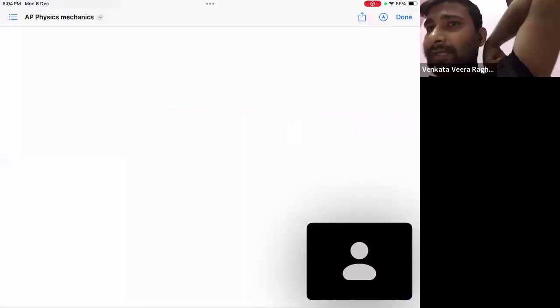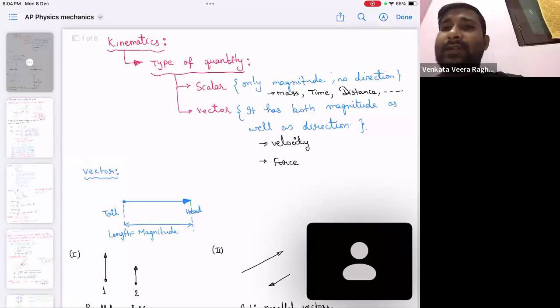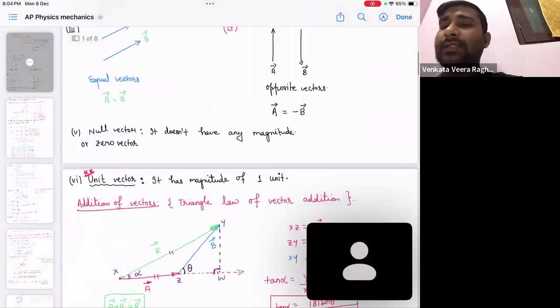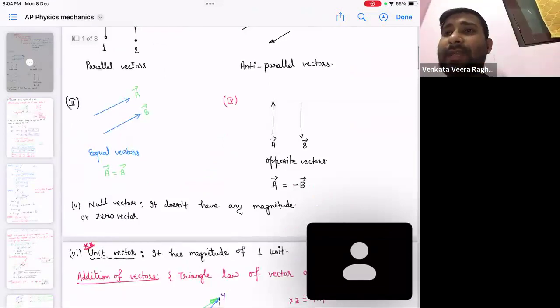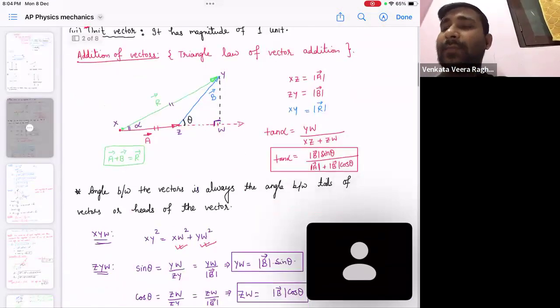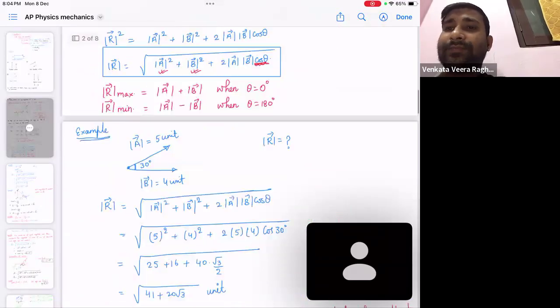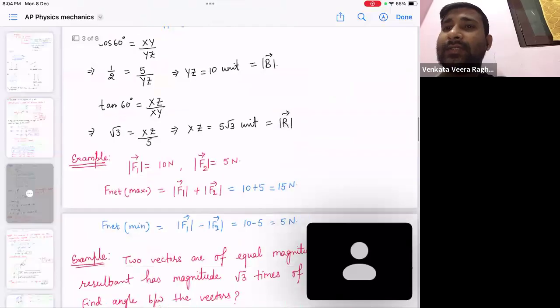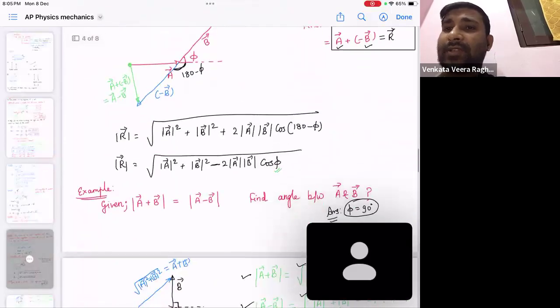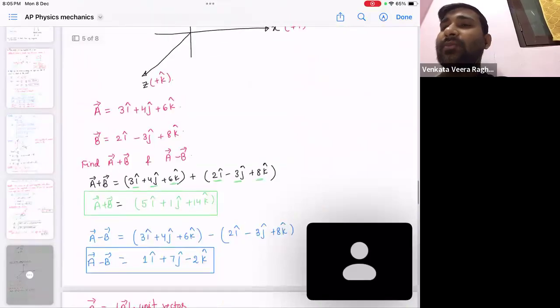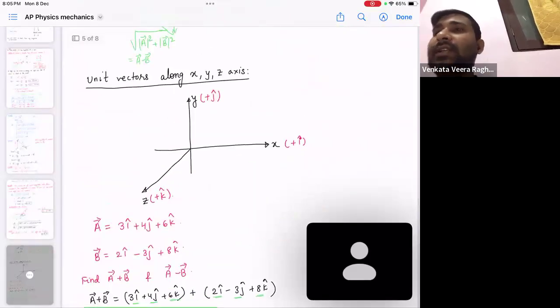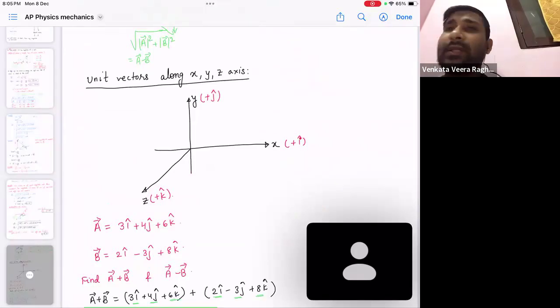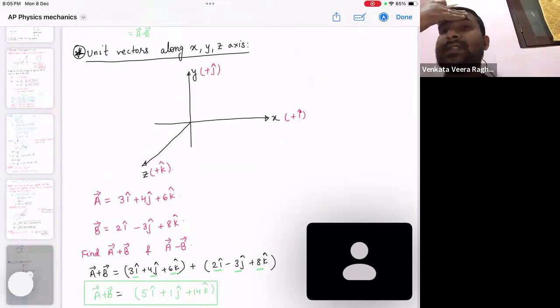In the mechanics part, we divided quantities into scalar and vector. Next, we had different types of vectors, then the unit vector, then how to calculate the magnitude of a vector, and after that the subtraction of vectors as well. The unit vector is the most important part here, because in vector questions most vectors are written in unit vector form. The unit vectors along the x, y, and z axes are i cap, j cap, and k cap.